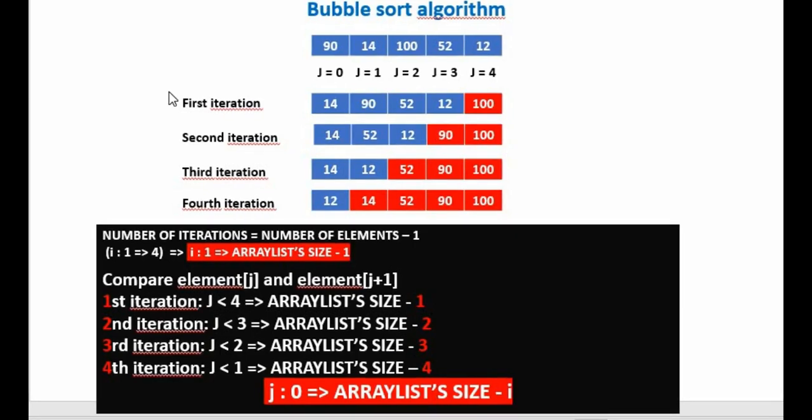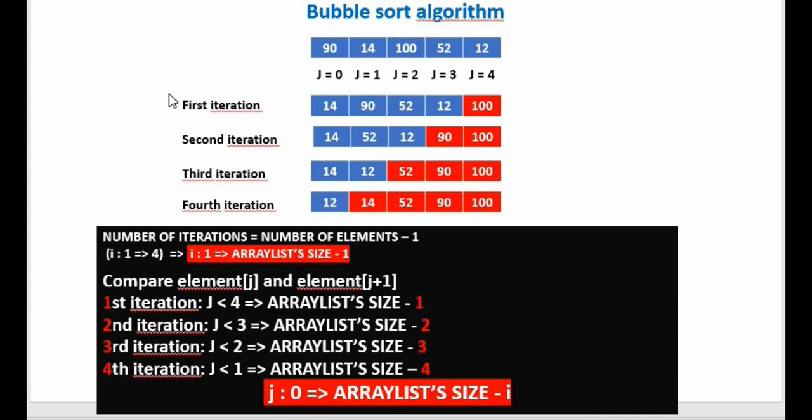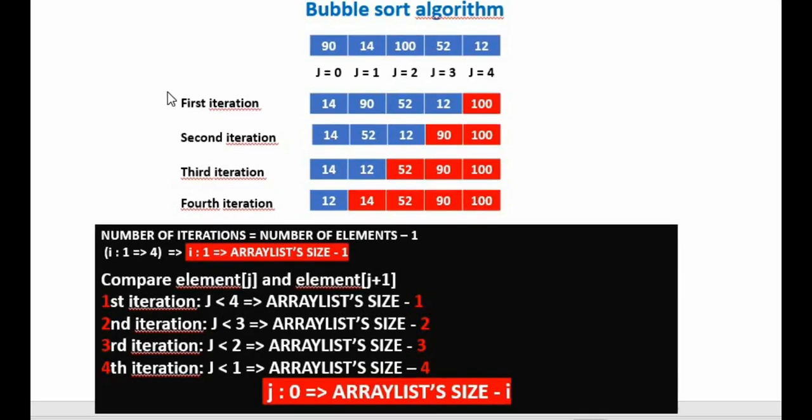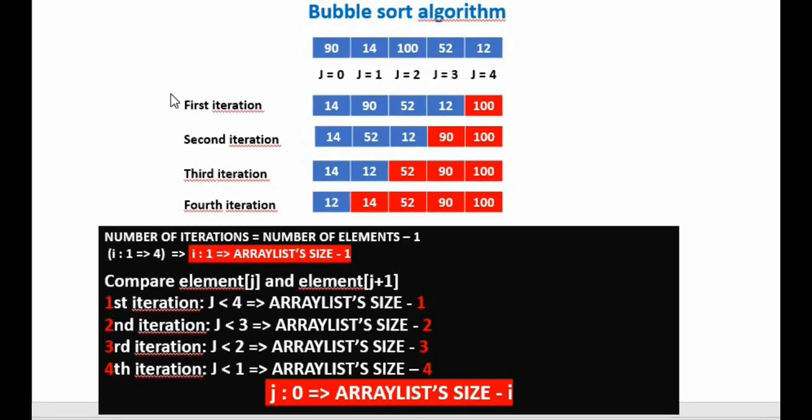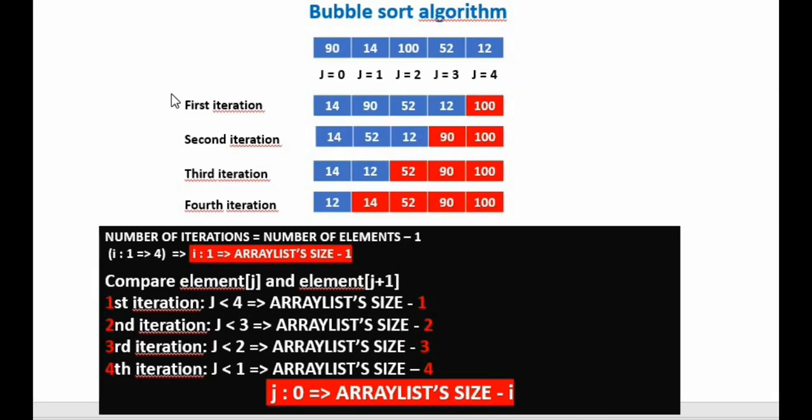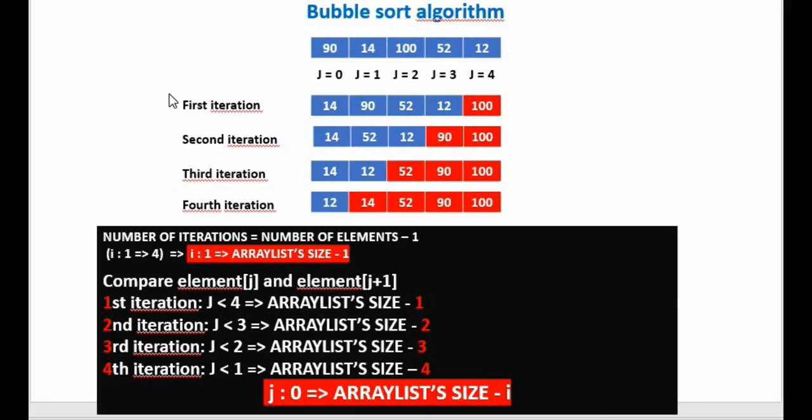For example, here in our example, in the first iteration, the number 100 occupies the last position. Number 90, which is the second greatest number, occupies the second last position until we get to the last iteration, which is the fourth iteration, where we can see clearly here that our elements are sorted in ascending order.